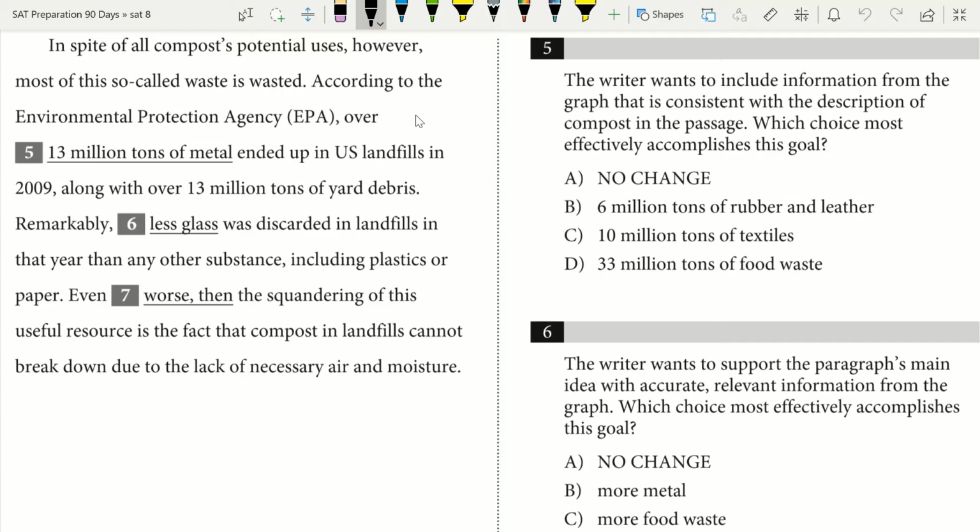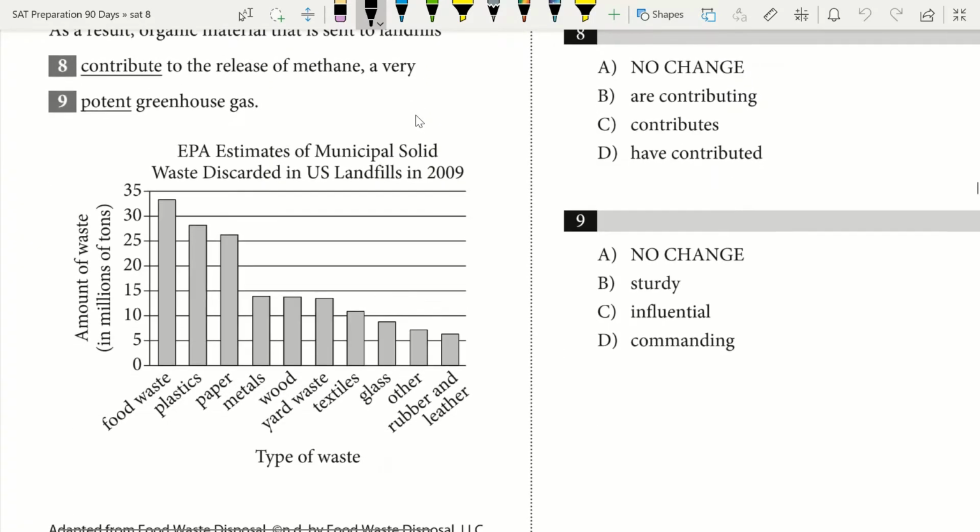Today I have an SAT writing tip for you that deals with interpreting a graph and applying it to the scenario given in the SAT writing passage. So in this case, to illustrate this tip and trick, I'm going to use SAT Practice Test 8, questions 5 and 6 that deal with the graph shown on the next page right here, the EPA estimates of municipal solid waste discarded in U.S. landfills in 2009.